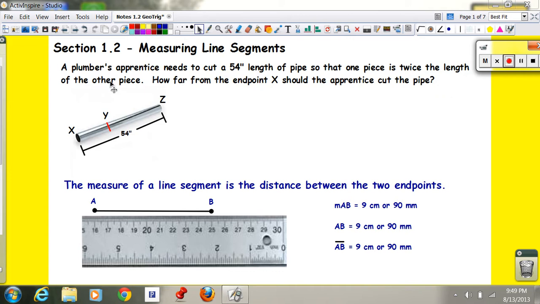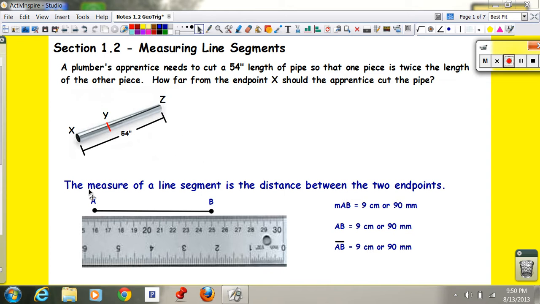There's some good word problems that we're going to be looking at and seeing how they work. So, we'll start with a plumber's apprentice needs to cut a 54-inch length of pipe so that one piece is twice the length of the other piece. How far from the endpoint X should the apprentice cut the pipe? So this red line right here would be, okay, where should that red line be? Where should he cut the pipe so that one piece is twice the length of the other? We are going to come back to that problem after we look at a few notes.